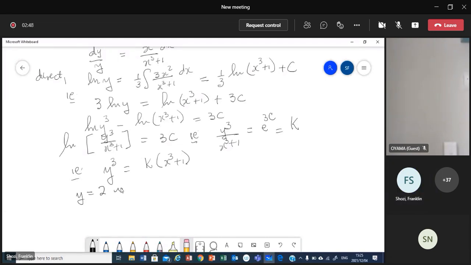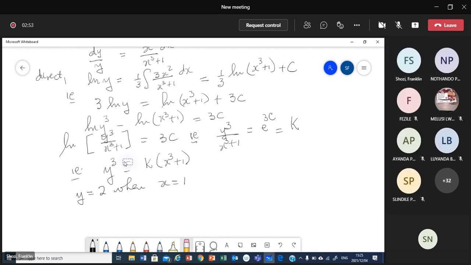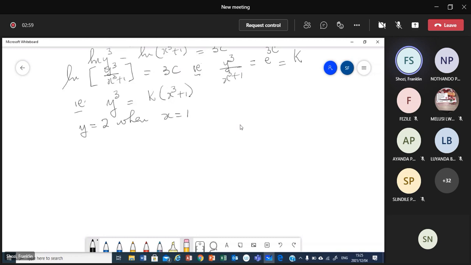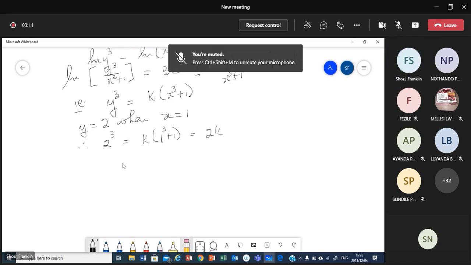We are given that y is equal to 2 when x is 1. It's a matter of substituting here. Therefore 2 cubed is k, x is 1, so 1 cubed plus 1. This is 2k.